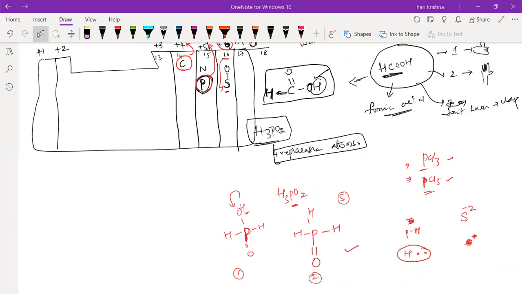Don't worry, I will teach you each and everything. If I start from scratch, it will be easy to understand how to draw the structures. First, I have to explain the periodic table, then valencies.